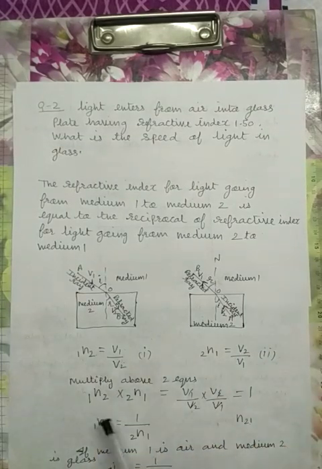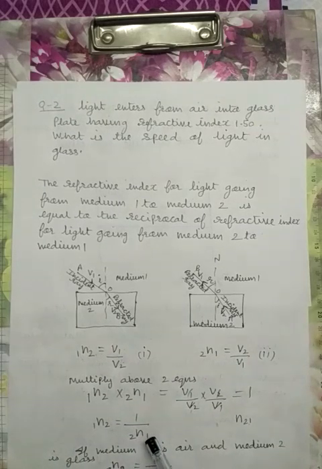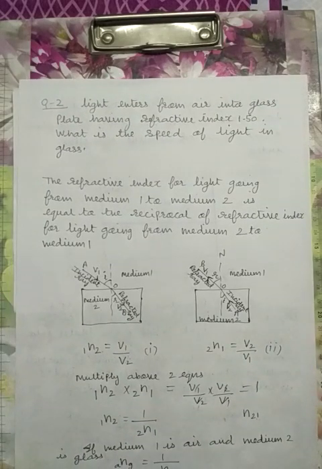If we multiply these equations, we get this equation. Now the refractive index of medium 2 with respect to medium 1 is the reciprocal of the refractive index of medium 1 with respect to medium 2. So if you know the refractive index of one medium with respect to another medium, and if you take its reciprocal, then you get the value of refractive index in the other sense.